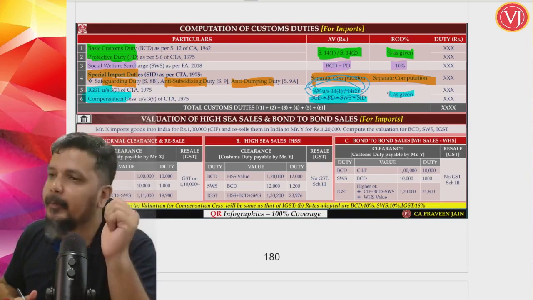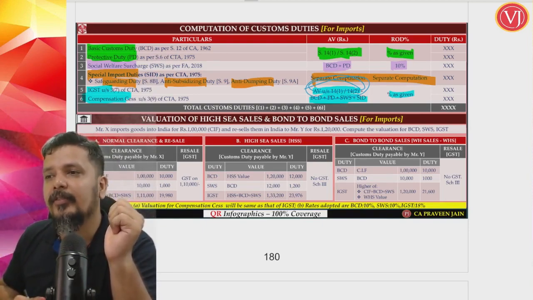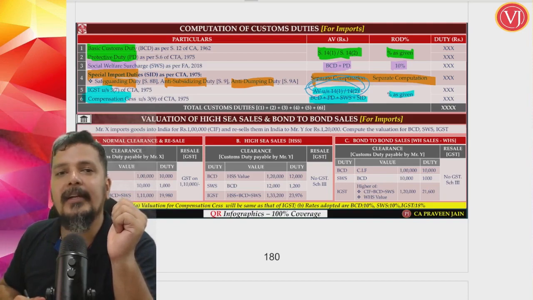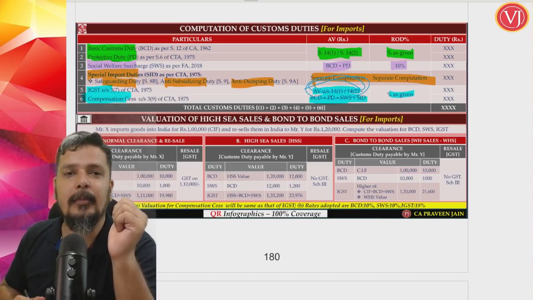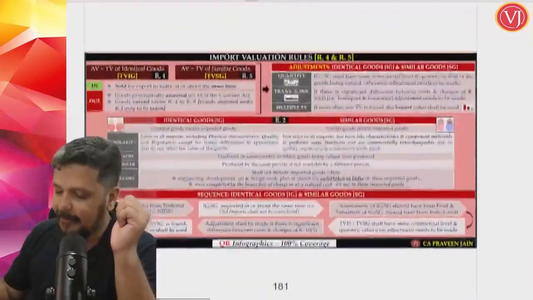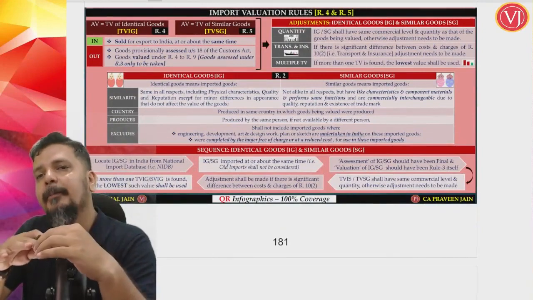That is how your calculation of import duty needs to be done. So that is the main part of your import valuation. We are done with the main part of import valuation.